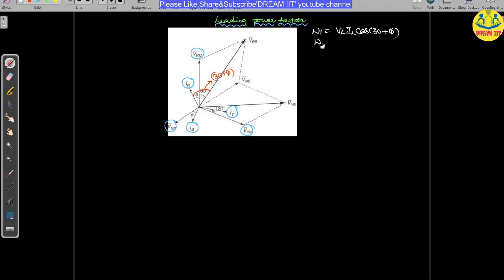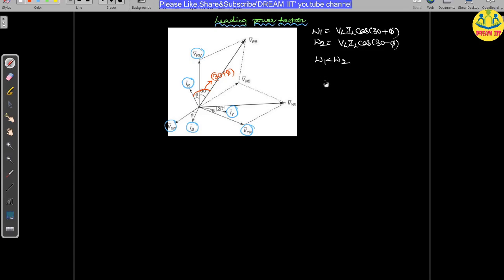And what will you get as the W2 reading? That is VRB and VIR, the same as we have taken in the previous case. W2 is equal to VLIL cos of 30 minus phi. That is W2. Let us consider W2 is greater than W1 here.